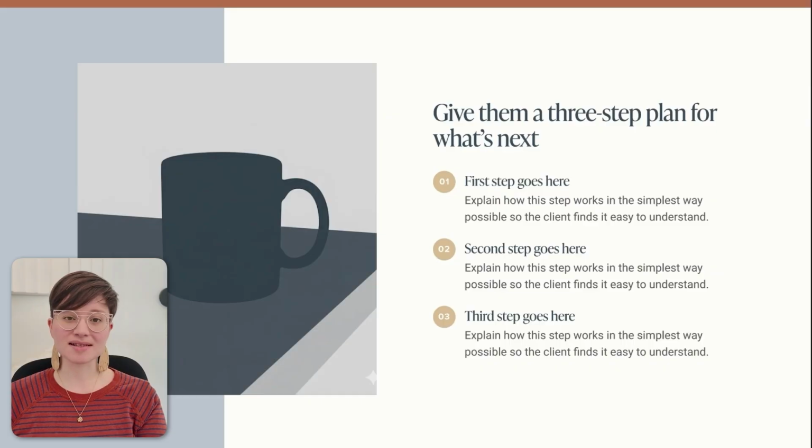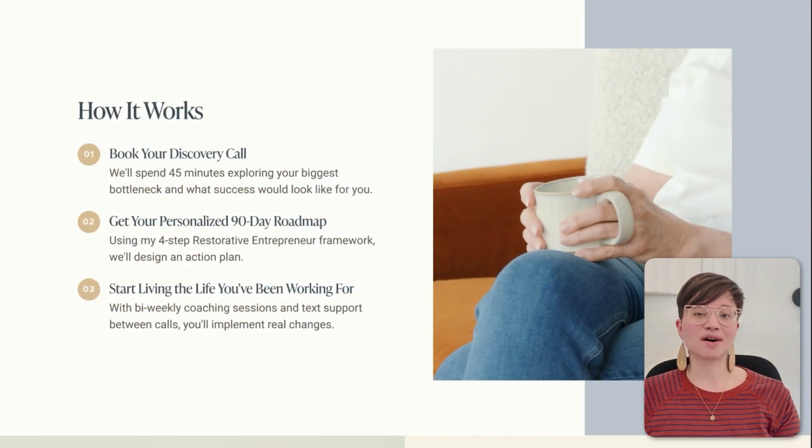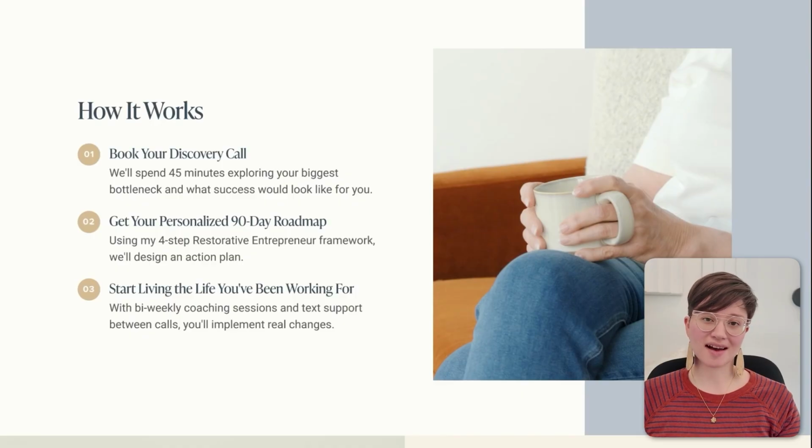The wireframe lays this all out. First, second, third step goes here, each with a short explanation of how it works, using very simple words. Dana's 3 steps are: step 1, book your discovery call. Step 2, get your personalized 90-day roadmap. And then step 3, start living the life that you have been working for. You can definitely customize this to be your own process, but the structure is going to stay the same. Just give them 3 clear steps so they know exactly what working with you looks like.